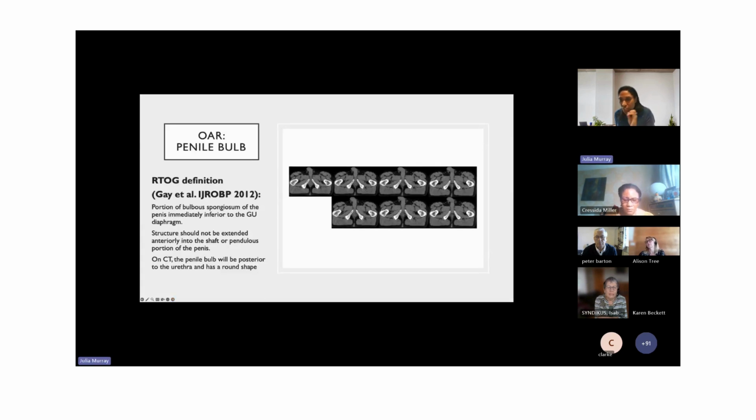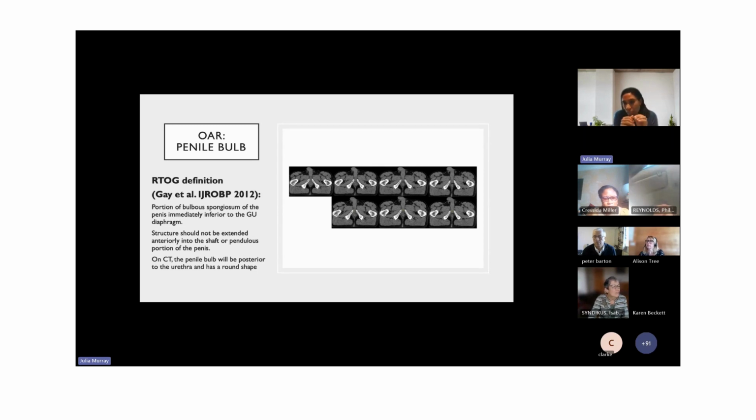The other structure, which I think is quite important for contouring, and we have some dose constraints for this, is the penile bulb. At the top you can see some slices, and on the bottom, unfortunately, it hasn't come out very clearly, but these are some contours of the penile bulb. This is the area immediately below the GU diaphragm. The guidelines recommend that the penile bulb should be posterior to the urethra and has a round shape.